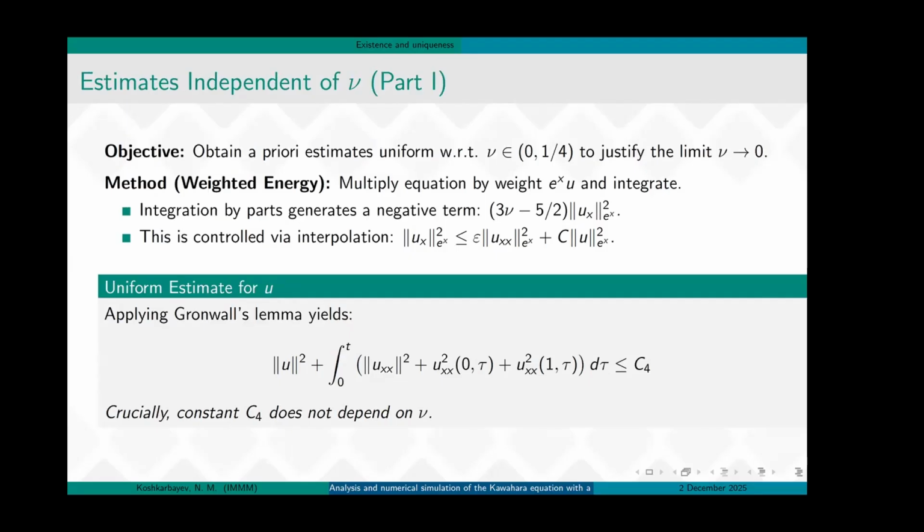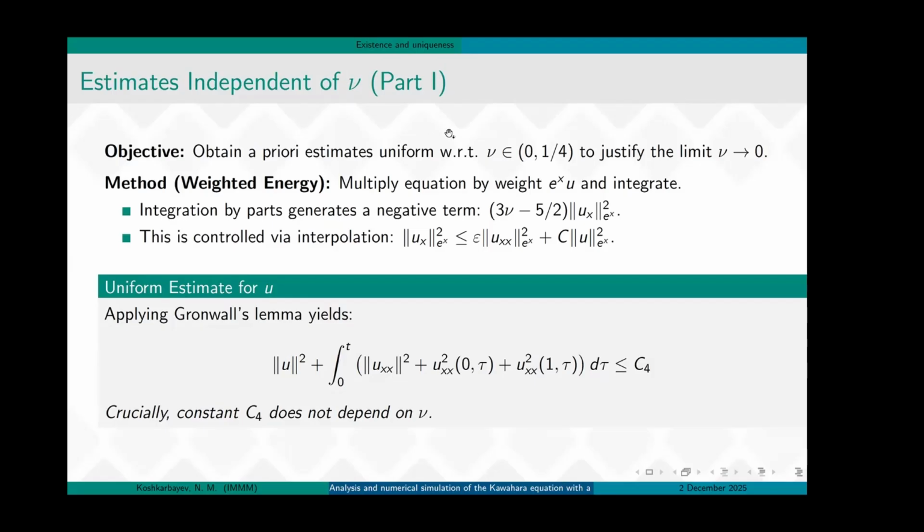Now the estimates independent of parameter nu. The first estimate. Similarly, we derive a uniform estimate for the time derivative u_t. Assuming the initial data is sufficiently smooth, we show that the norm of u_t is good. Now we need estimates that don't depend on the regularization parameter nu.